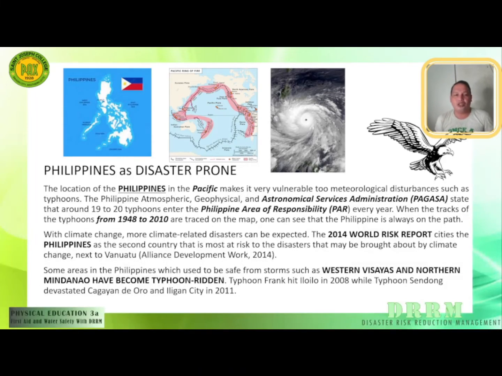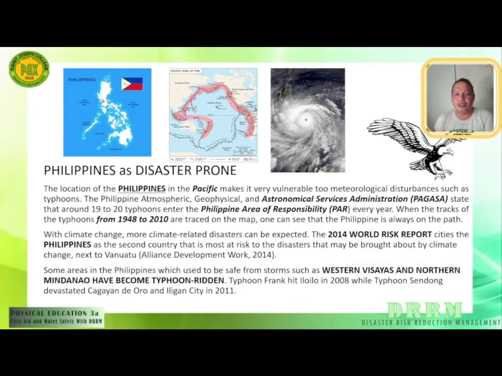With climate change, more climate-related disasters can be expected. The 2014 World Risk Report sees the Philippines as the second country most at risk of disasters brought about by climate change. This information is from the Alliance Development Works 2014.